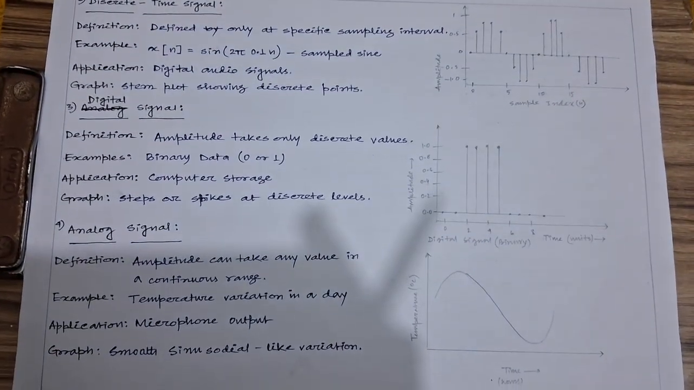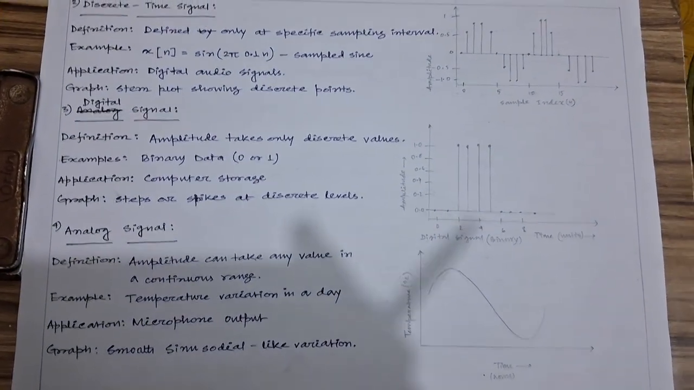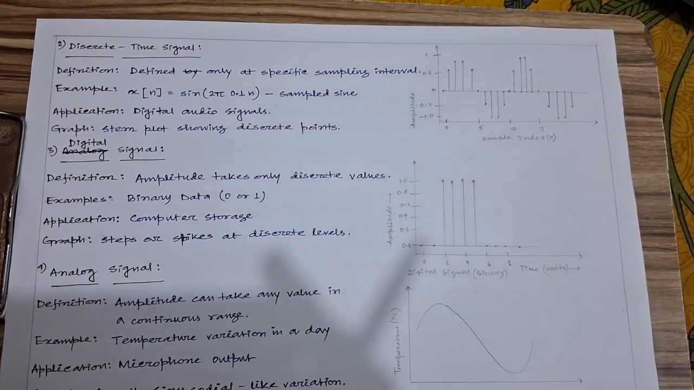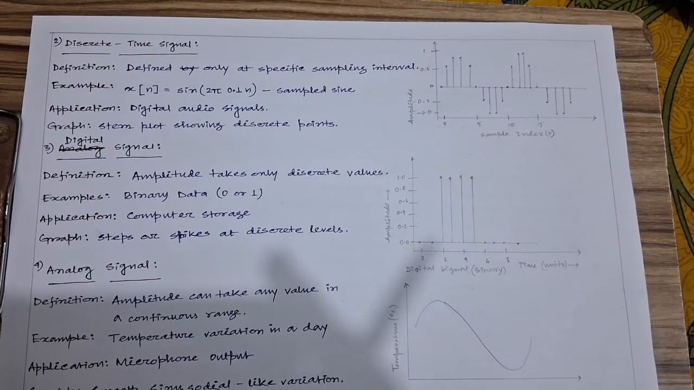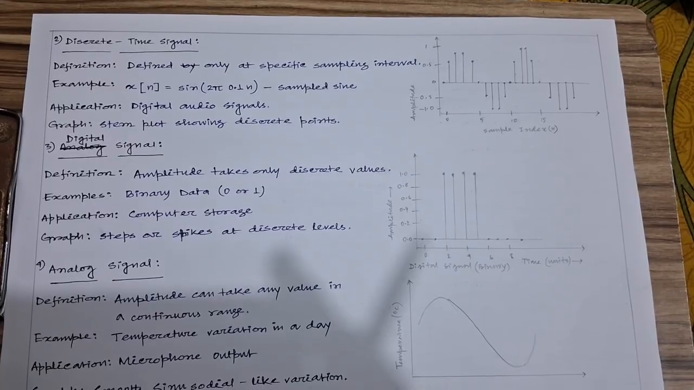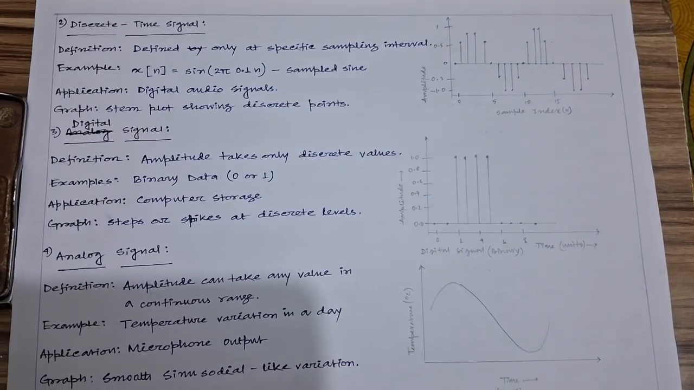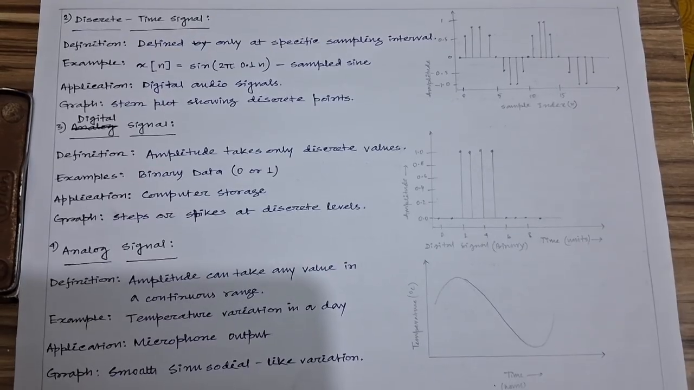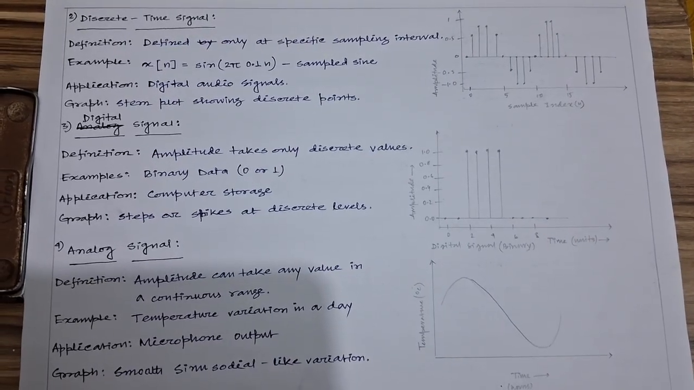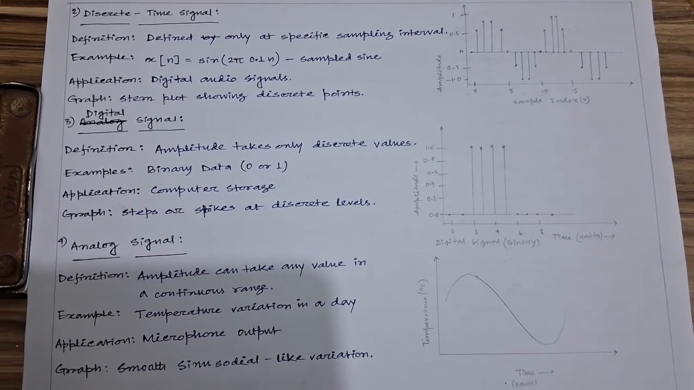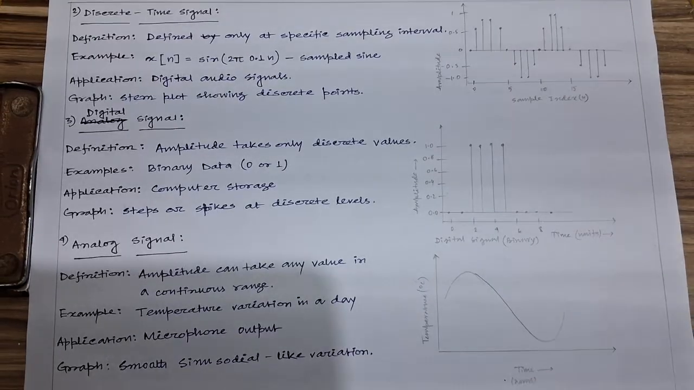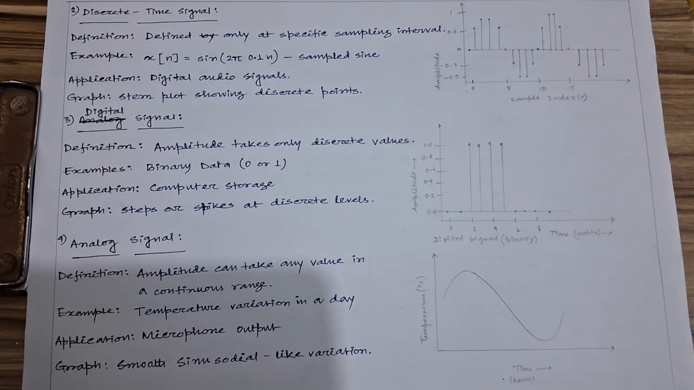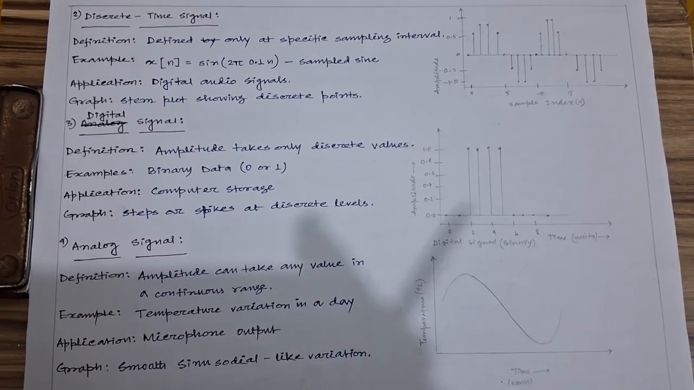Now let us talk about digital signal. It shows a binary signal graph. A digital signal takes only discrete amplitude values, usually in binary form, 0 and 1. Example: the output from a computer memory. This makes it easier to store and process data without loss due to noise.